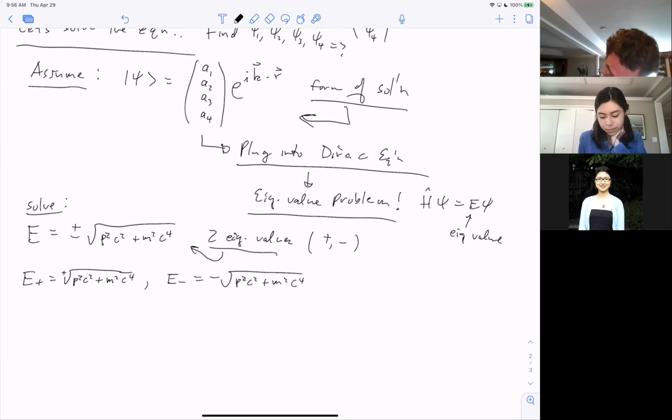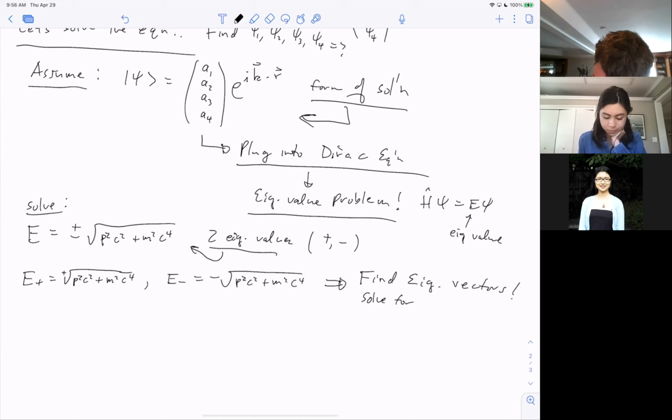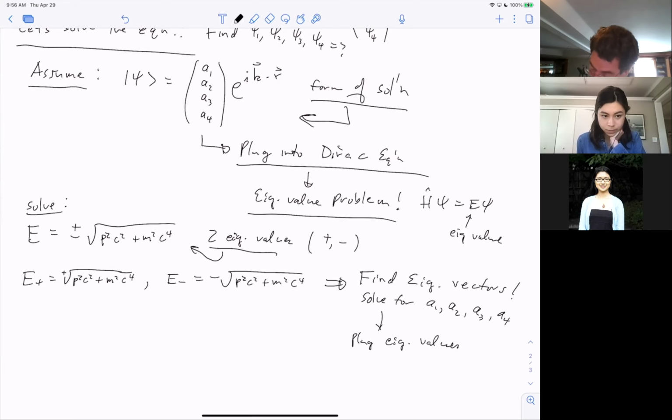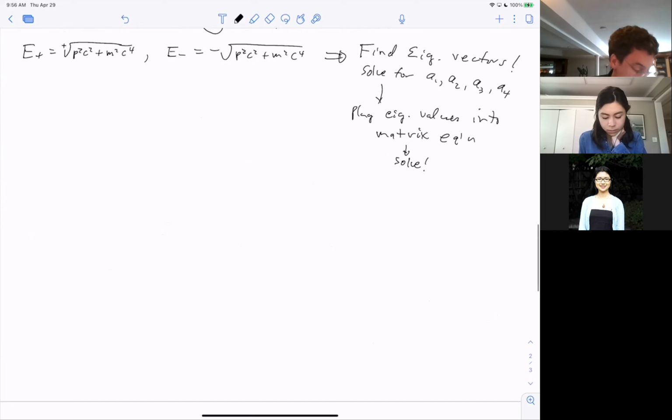And so then what we want to do is find the eigenvectors. We got the eigenvalues, now we find the eigenvectors. And what that means is we have to solve for A1, A2, A3, and A4. And we just do that in the normal way. The standard thing is you plug the eigenvalues back into the matrix equation, which you've all done 100 times, or at least 30 times, and solve. And when you do that, this is what you get.